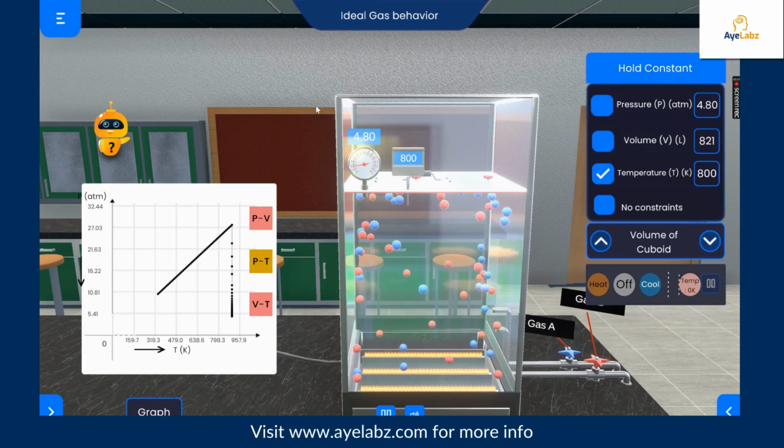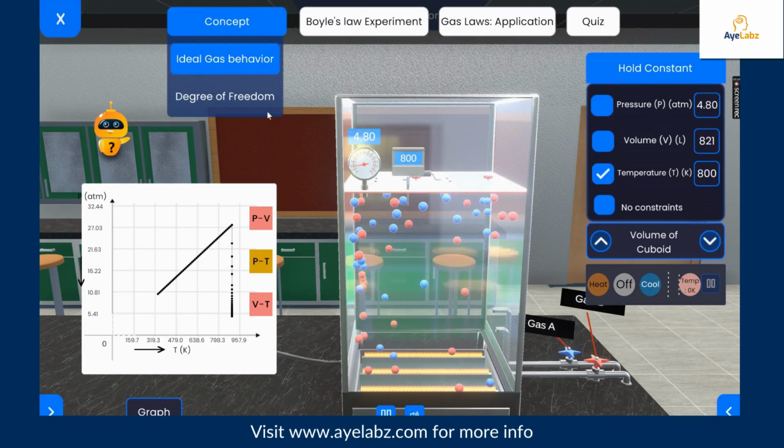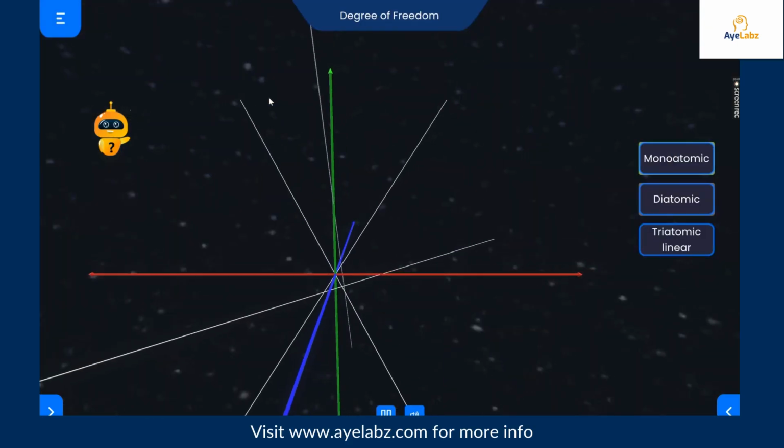Let's dive deeper into the concept of degrees of freedom. Degrees of freedom play a crucial role in understanding the behavior of gas molecules. Here we have three types of gas molecules: monatomic, diatomic, and triatomic linear. First, we'll explore monatomic. As we all know, monatomic is the simplest gaseous particle. This will have only one type of degree of freedom, that is translation.